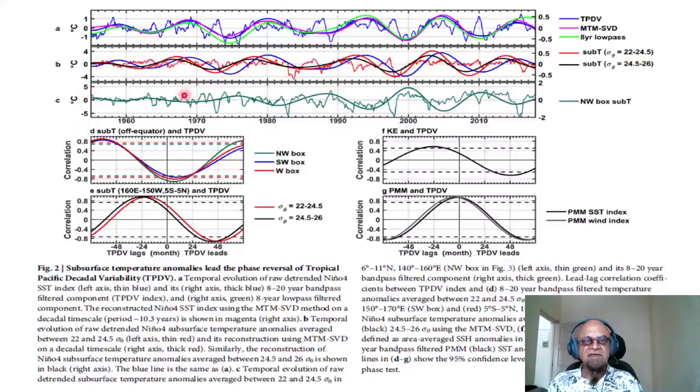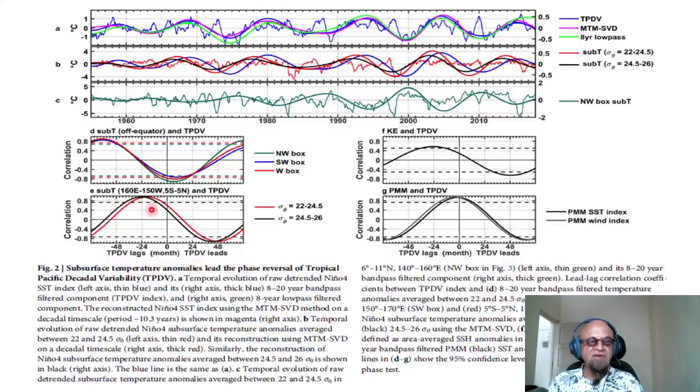The argument is that you can clearly see a similar behavior with phase differences, and the off-equatorial subsurface temperature and TPDV have a correlation that explains the lead lag time. So TPDV lags here and TPDV leads here.